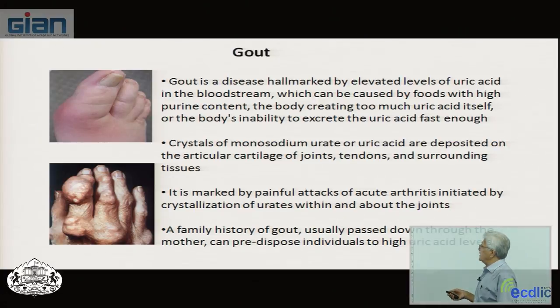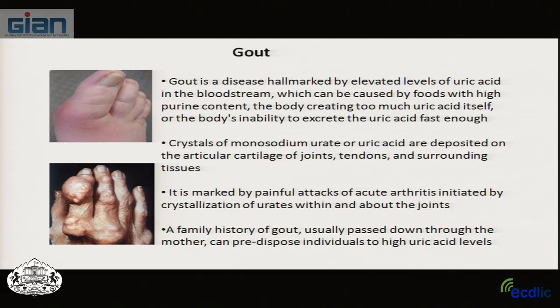So gout is a disease hallmarked by elevated levels of uric acid in the bloodstream, which can be caused by foods with high purine content, the body creating too much uric acid itself, or the body's inability to excrete uric acid. Crystals of monosodium urate or uric acid are deposited on the articular cartilage of joints, as you can see, and some of these tendons and surrounding tissues. It is marked by painful attacks of acute arthritis initiated by crystallization of urates within and about the joints. And a family history of gout, usually passed down through the mother, can predispose individuals to high uric acid levels.